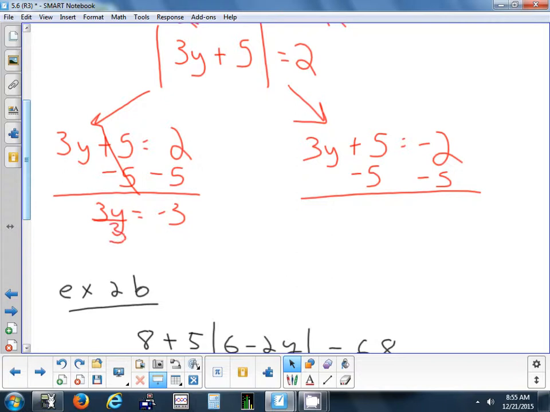Divide by 3. Always divide by the number with the variable. Y equals what? Negative 1. Perfect. Thank you. Kev, I'm going to ask you one more thing before I let you off the hook. Can you tell me what word separates the two equations?